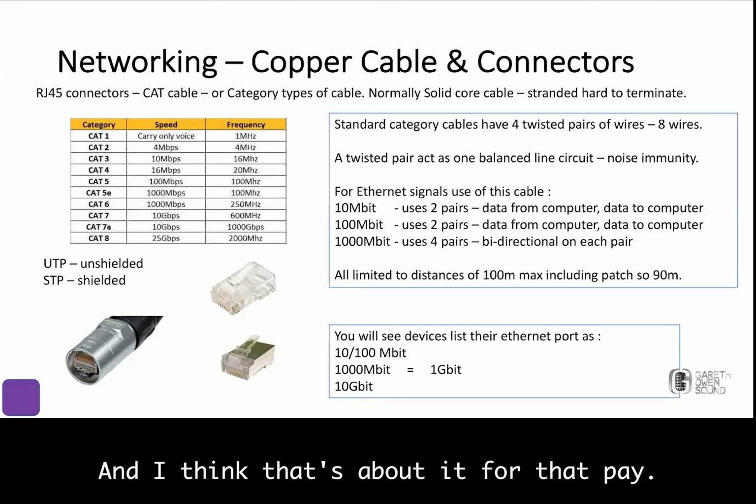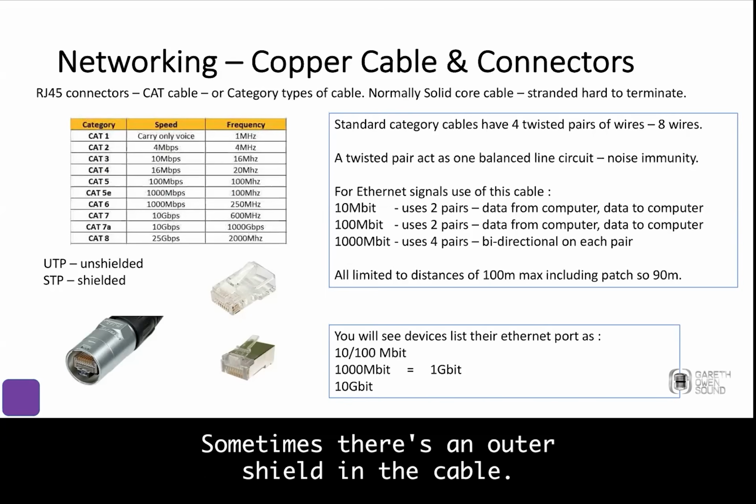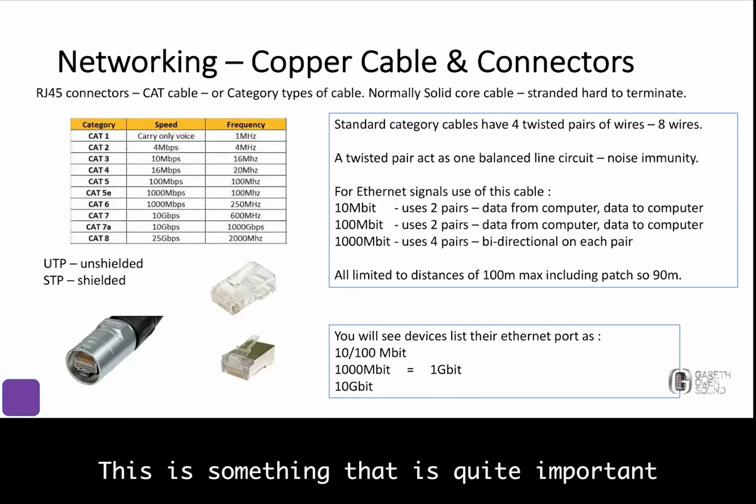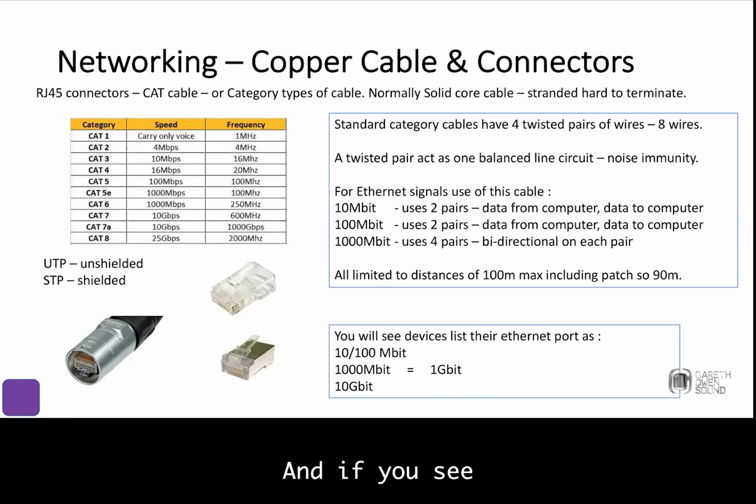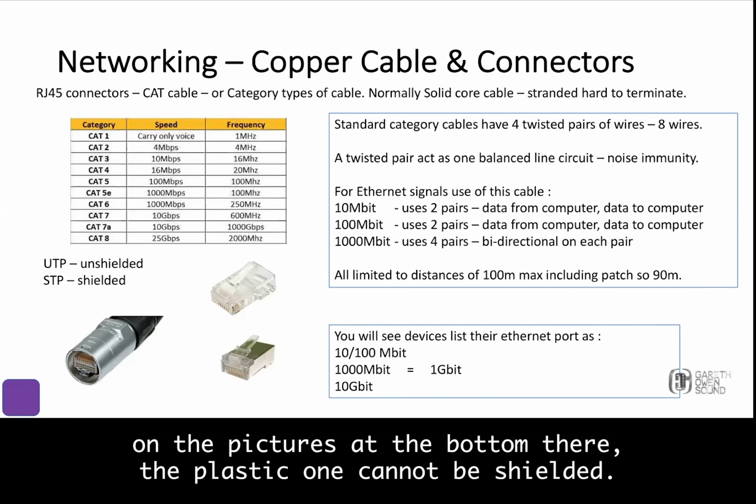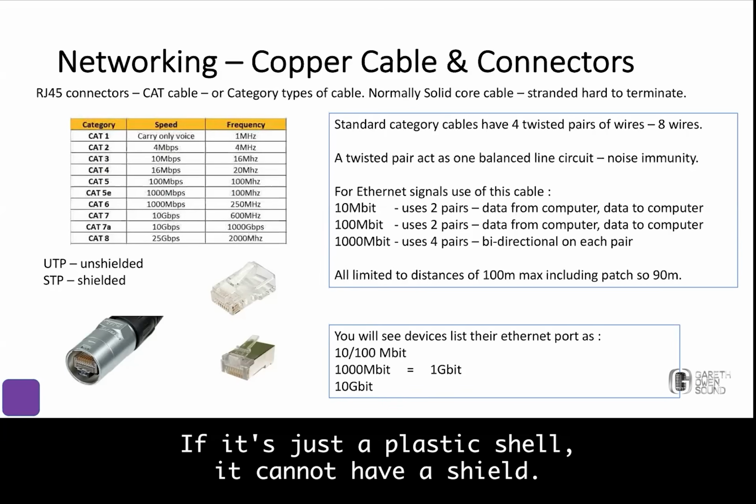I think that's about it for that page. Oh yeah, just bottom left, you'll sometimes see these other acronyms of UTP or STP. Sometimes there's an outer shield in the cable. This is something that is quite important over longer lengths because it gives us better noise immunity. And if you see on the pictures at the bottom there, the plastic one cannot be shielded. So being able to tell these cables apart is very important. If it's just a plastic shell, it cannot have a shield.